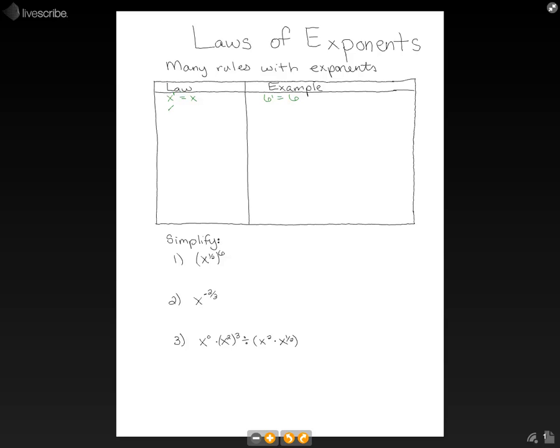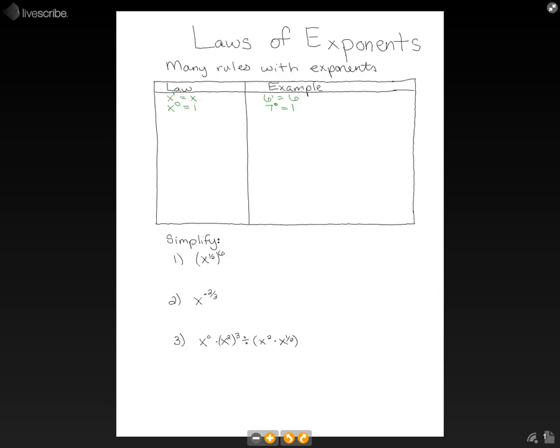The next rule is that any number to the 0 power equals 1. So 7 to the 0 power is just going to equal 1. Because if you think about it, it's to the 0 power, that means it's multiplying by itself 0 times. So that's going to equal just 1. It's just the identity, essentially.